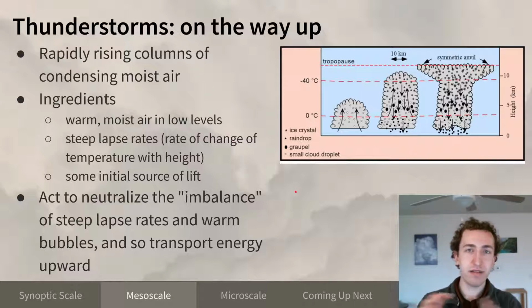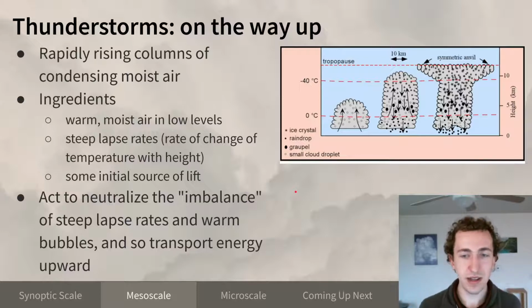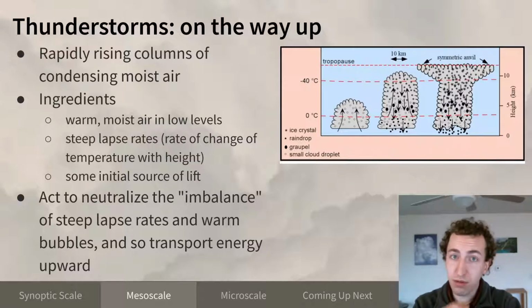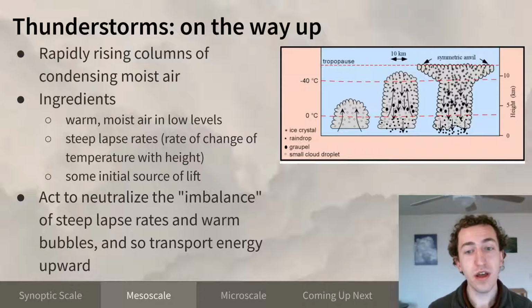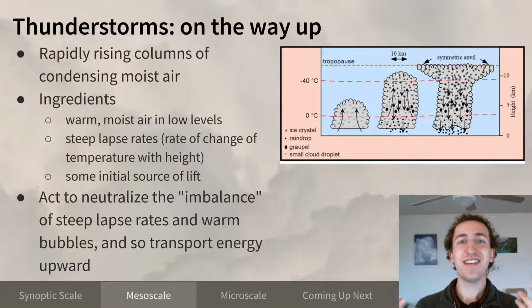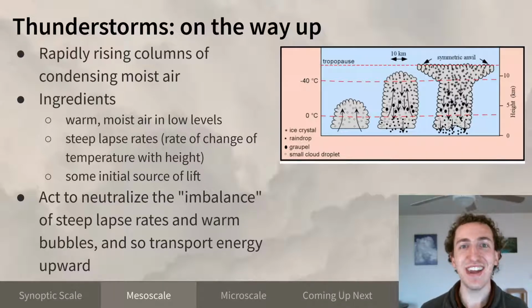And in a very high level overall sense, thunderstorms act to neutralize the imbalance that these steep lapse rates, or large rates of change of temperature with height, have. Or warm bubbles at the surface, where we have these warmer, moist pockets of air lower down, it acts to try balancing these things out because, again, the key idea to atmospheric motions is that it's trying to bring this unequal distribution of energy towards a closer equilibrium state.